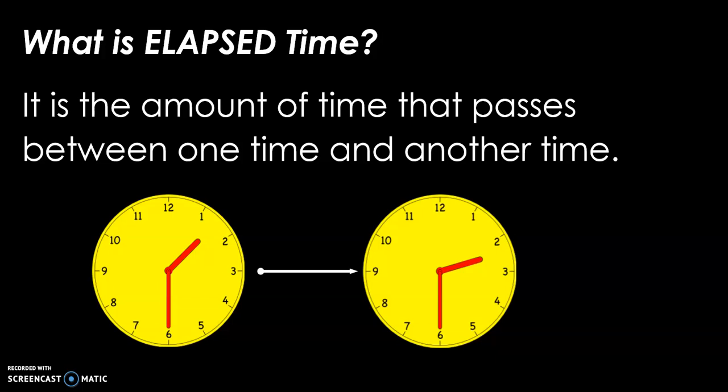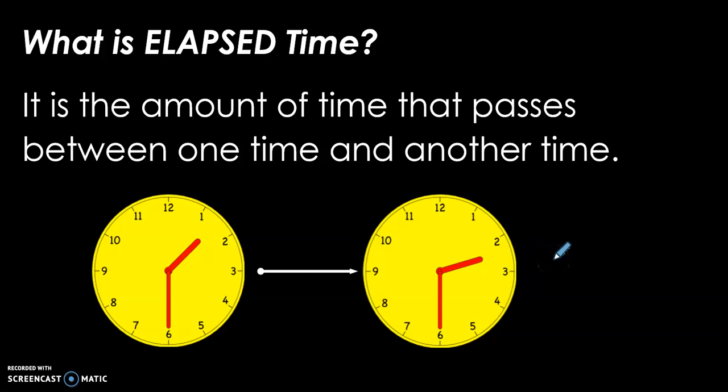Hi guys! Today we are going to learn about elapsed time. Elapsed time is the amount of time that passes between one time and another time. So let's look at these two clocks. The first one shows the time of 1:30. The second one shows the time of 2:30.